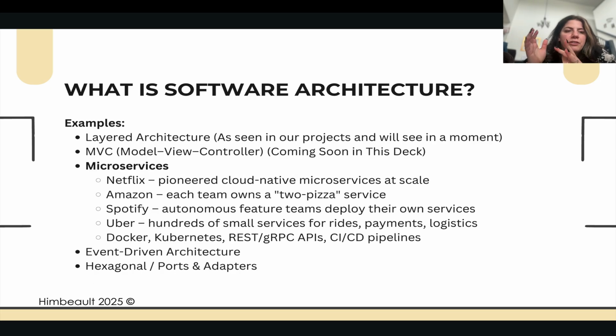Now, microservices are the backbone of modern cloud-native architecture because we need all of these different little pieces to all work together really nicely. We've got Netflix, which pioneered cloud-native microservices at a massive scale, right? We have Amazon. They have 2 pizza teams, which gave small groups ownership over their own services. So each individual team actually gets to own their own services. We have the Spotify.